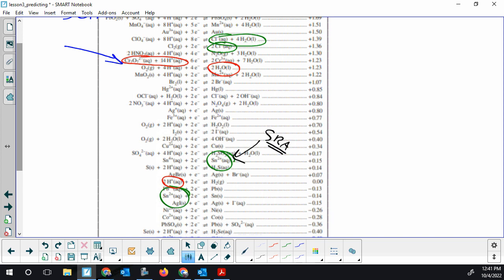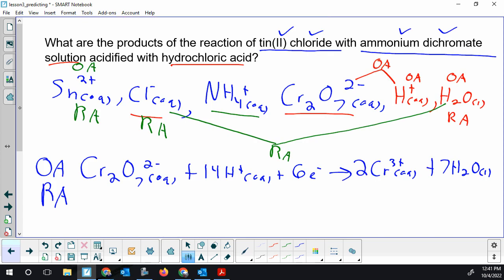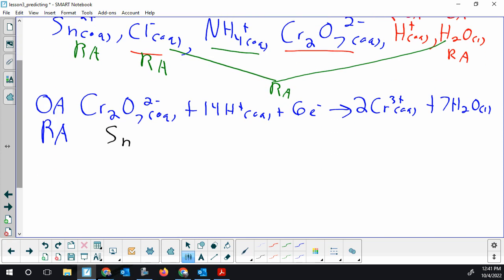So tin 2 can become tin 4. I like to line up my arrows for netting things up. And you'll find any of the multivalent metals, if they're the lower charge, they can become the higher charge or zero, and they'll show up as both OAs and RAs.